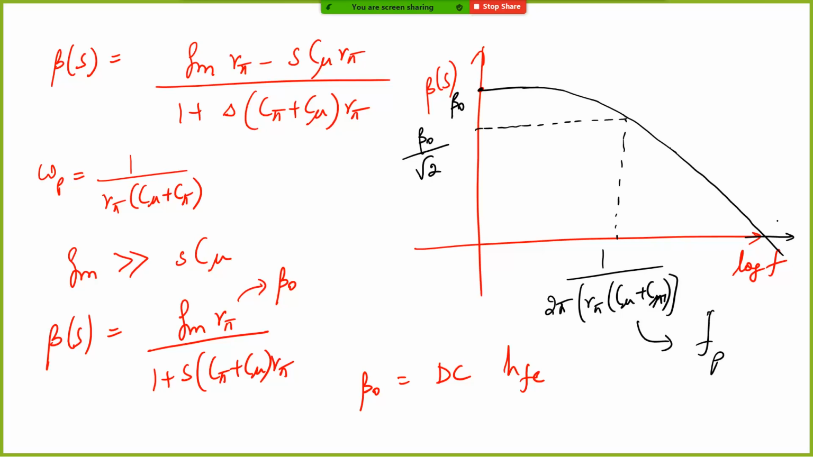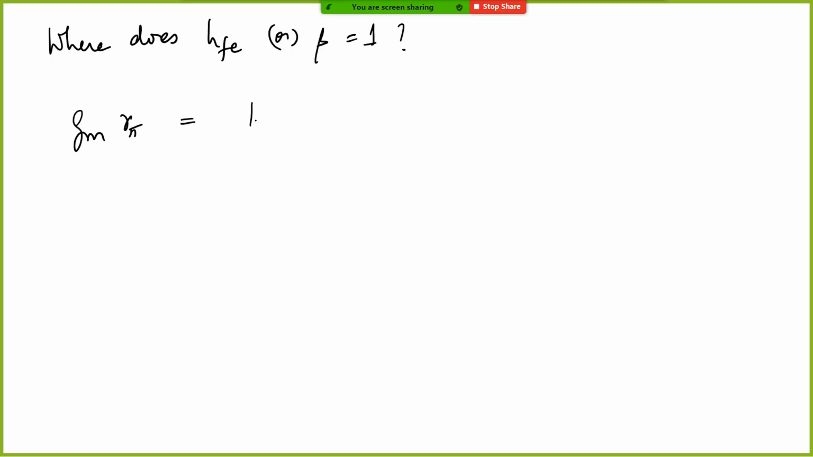So let us find out where HFE or beta becomes equal to 1. For that, what will we do? We'll just equate this to 1. So let's say Gm R pi becomes equal to 1 plus S times C pi plus C mu into R pi.